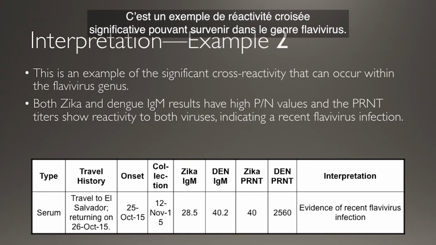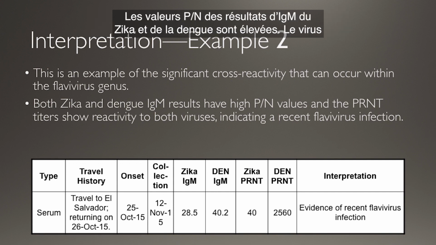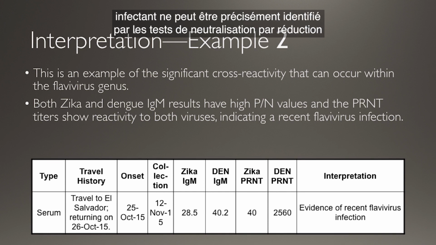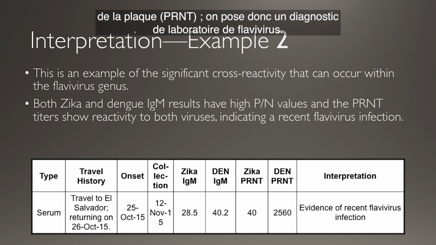This is an example of the significant cross-reactivity that can occur within the Flavivirus genus. Both Zika and dengue IgM results have high p/n values, and the infecting virus cannot be identified definitively using plaque reduction neutralization tests, or PRNT. Therefore, a laboratory diagnosis of Flavivirus is given.